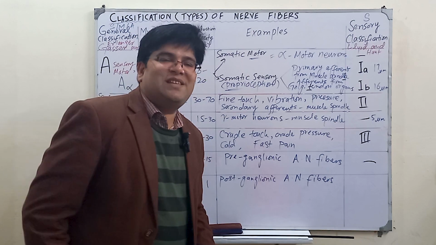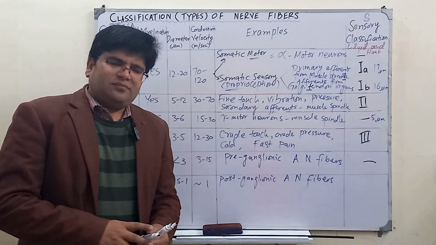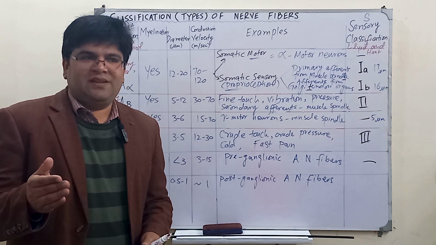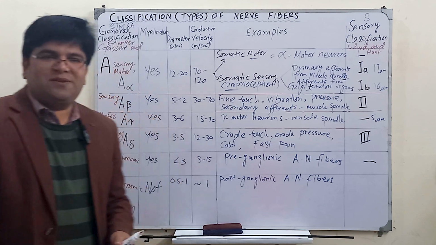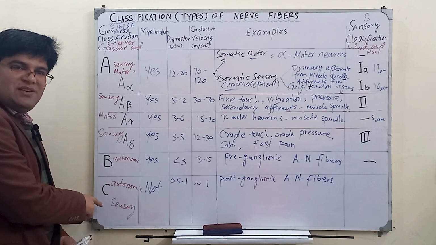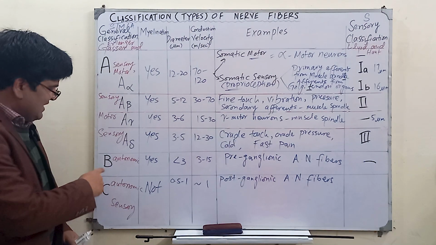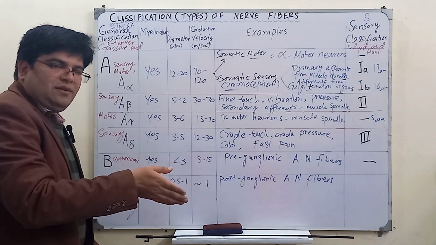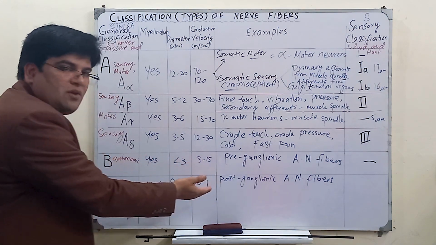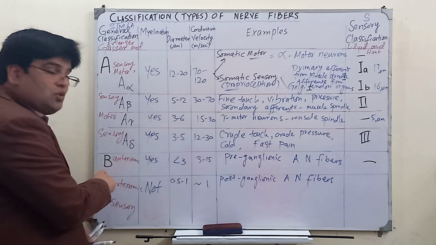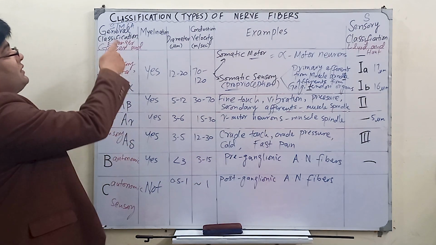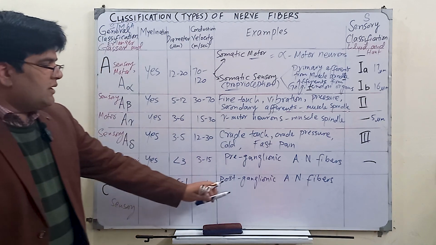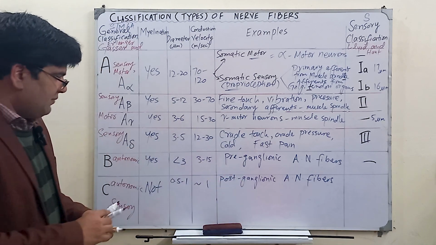And how can you memorize them? You see, what comes before B or C? You see, B comes before C. So in this way you can easily memorize that the preganglionic autonomic nerve fibers come earlier or before the postganglionic fiber. So preganglionic fibers, they belong to B type of nerve fibers in general classification, and C type of nerve fibers, they belong to postganglionic autonomic nerve fibers.